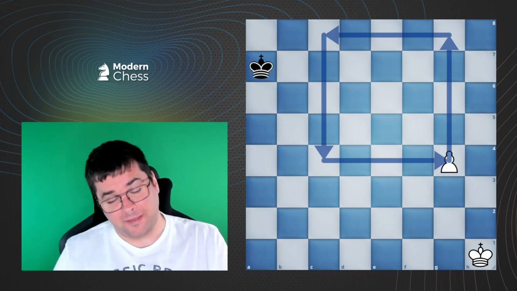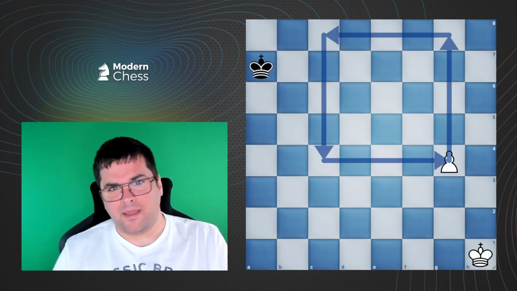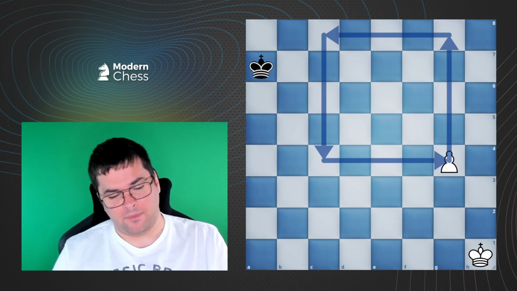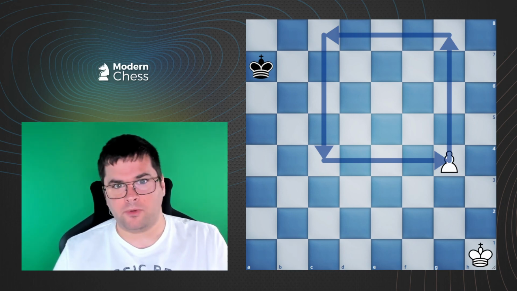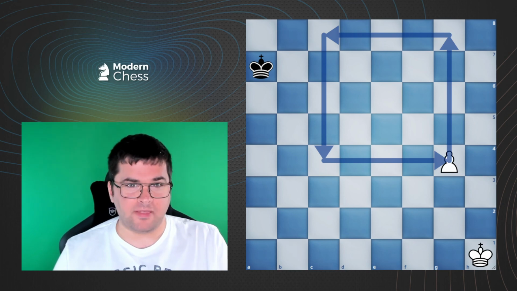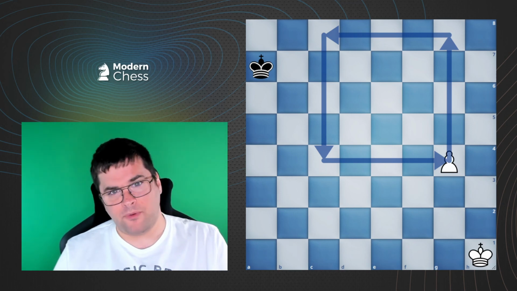some really complicated stuff. Let's start with one very basic type of pawn endgame, and I will show you a very fundamental rule that can be applied in many kinds of pawn endgames. This is the so-called square rule. Otherwise, we can call it the square of the passed pawn.